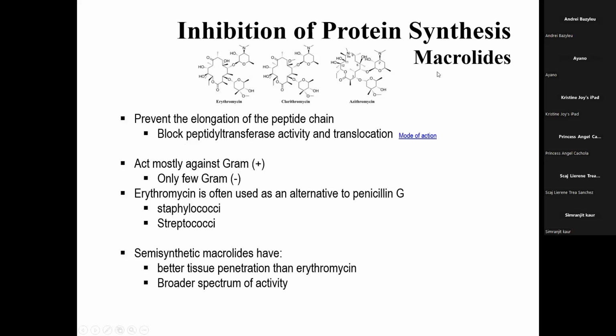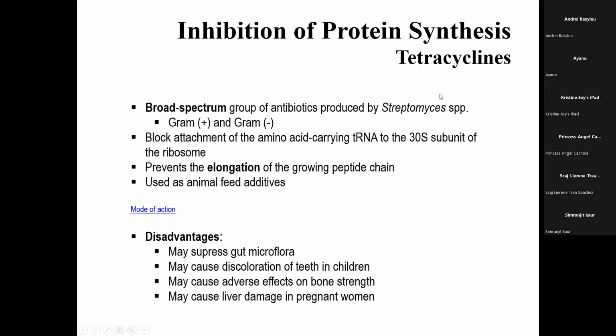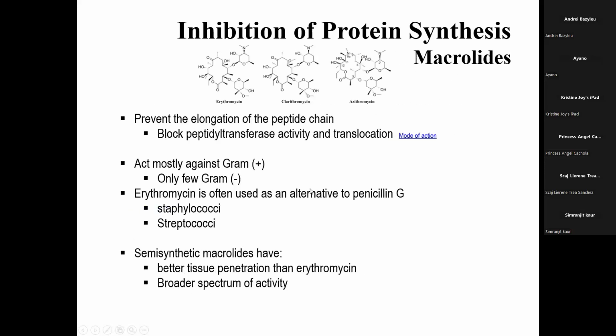So, how do they work? How do they actually exert their effect? They prevent the elongation of the peptide chain, but not the same way the tetracyclines were doing it. They block peptidyltransferase activity. It's the enzyme that, as you should remember, is responsible for linking a new incoming amino acid to a growing amino acid chain, putting the amino acids together and forming that growing chain of polypeptides.